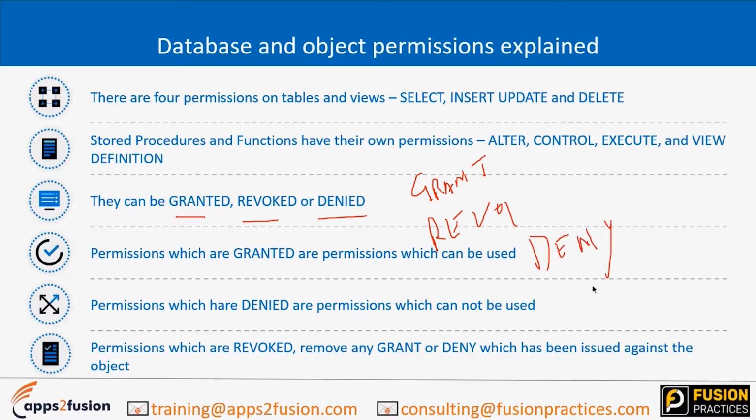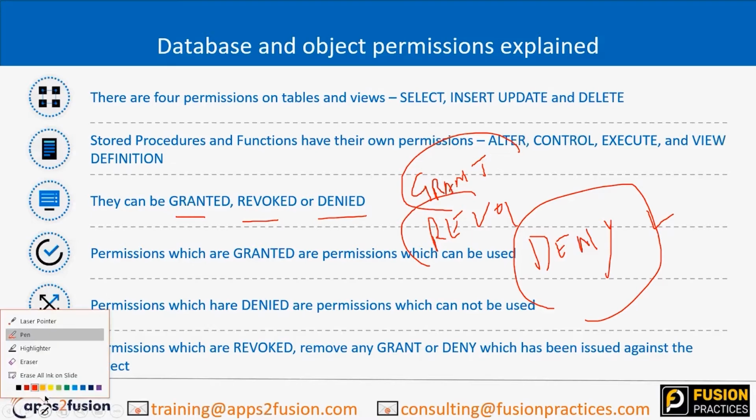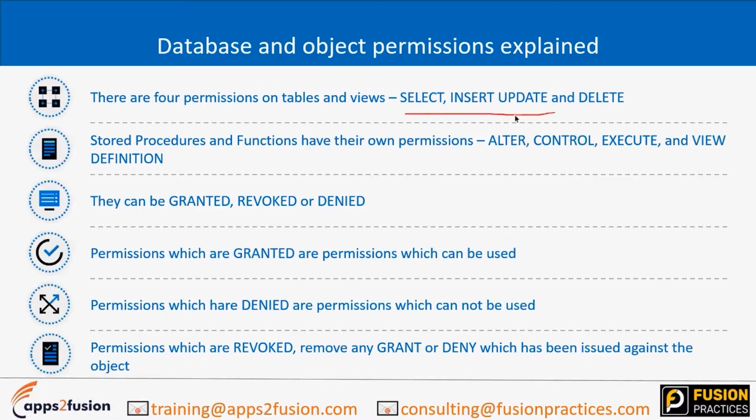Okay, deny will have the highest priority. If you have granted a permission and you are denied a permission, deny will have the highest priority. Revoke the permission means that you are completely revoking the permission. These permissions can be granted on table basis as well. You can grant select, insert, update, and delete permission directly on the table. Similarly, you can grant alter, control, execute, and view definition permission on the stored procedure and function.